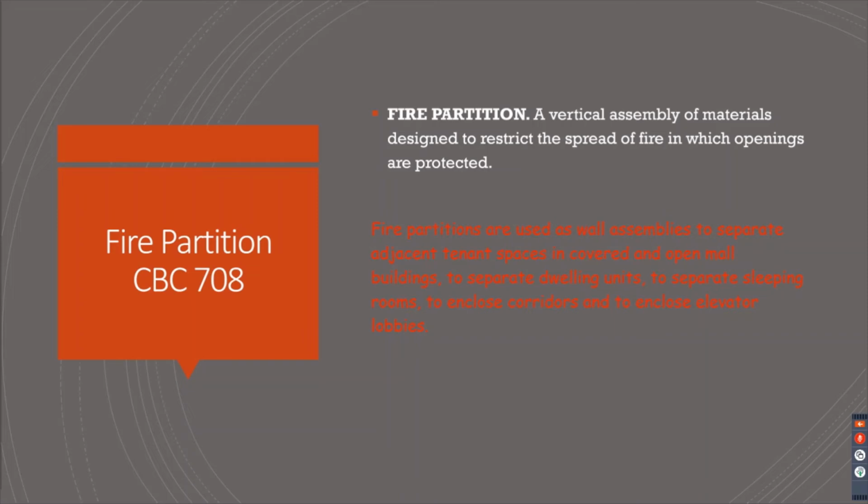like as you can see in the language in orange here, they're also for separating adjacent tenant spaces and covered mall buildings, open mall buildings. Obviously, we're not dealing with those. And to separate dwelling units and sleeping rooms, and to enclose corridors and to enclose elevator lobbies. That sometimes is forgotten. So we see them in corridors, but you may also see them for your elevator lobby.